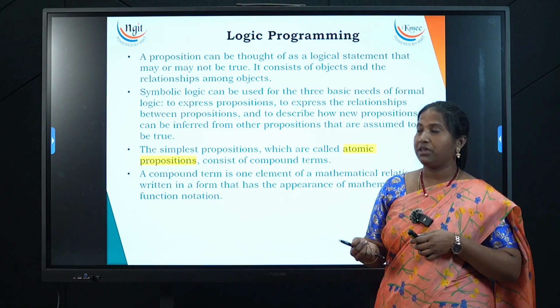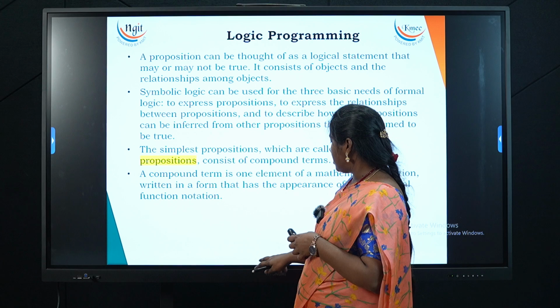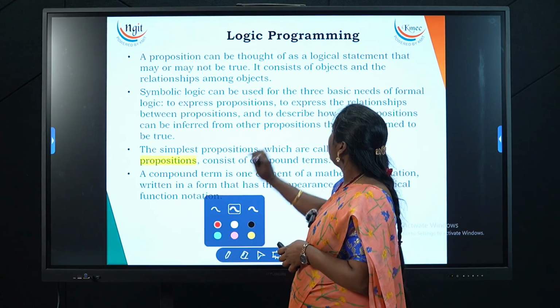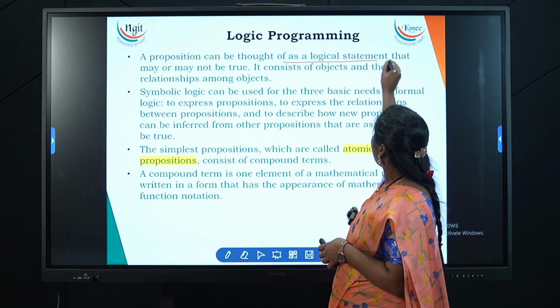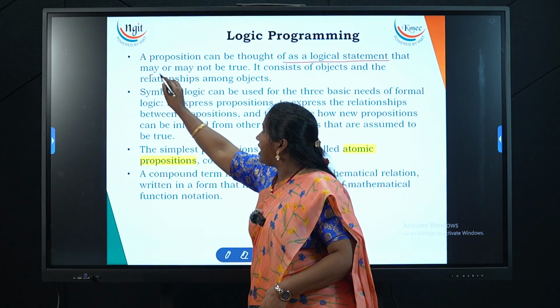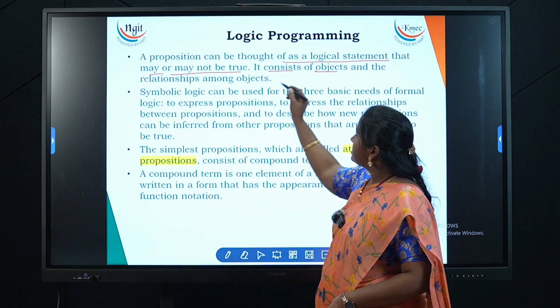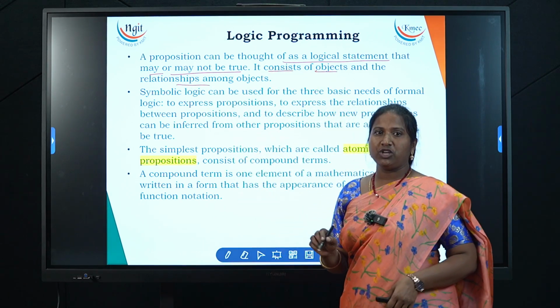Now let's see what kind of propositions we make and what kind of operators we have in logic programming. Basically, a proposition can be thought of as a logical statement that may or may not be true. It consists of objects and relationships among the objects.